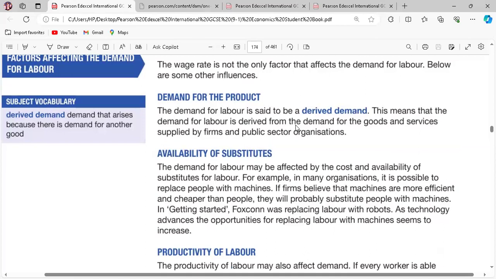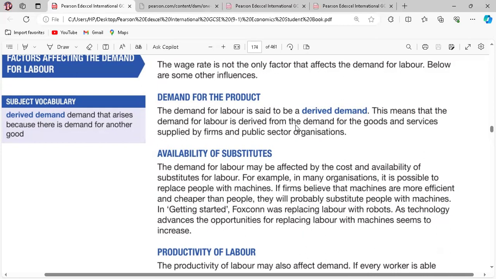Why is demand for labor a derived demand? Labor is derived demand because it is only when people are needed to do a job or to perform a particular task that they are employed. Nobody will employ you for no reason and start paying you. They would employ you because there's a vacant position that has to be filled. There's a job, a task, a responsibility that has to be done. So that is why you are being hired. That's why we call demand for labor a derived demand, because labor will only be demanded when there's a job or task to perform. That is the first one, demand for the product.